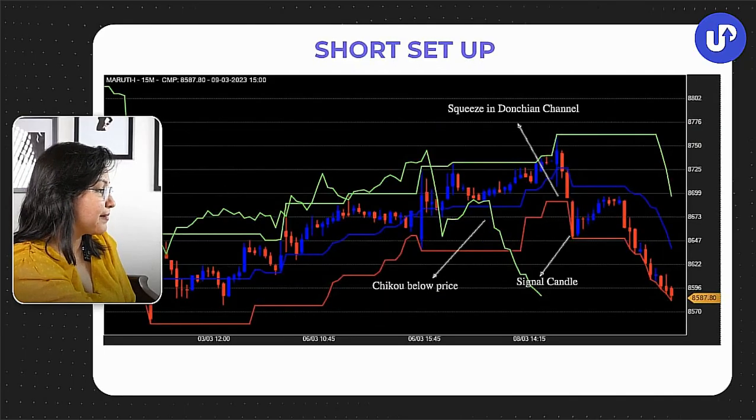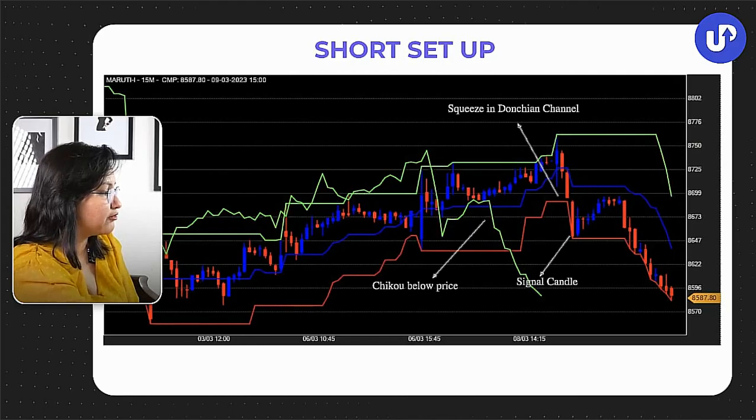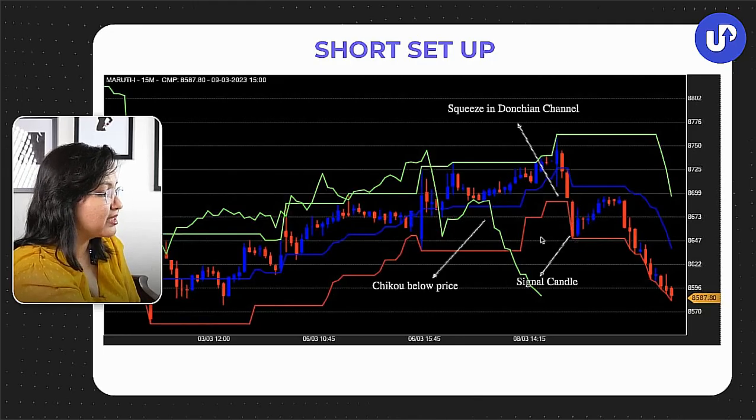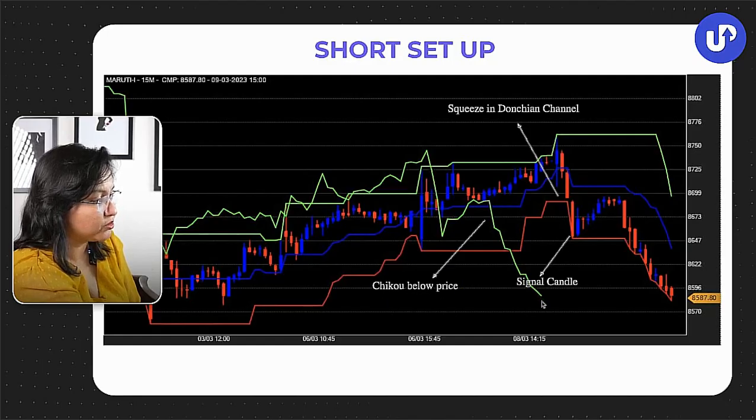Another example of a short trade. This is an example of the Maruti 15 minutes chart, and the example is of 9th of March. You can see a squeeze in the Donchian channel happening. What happened after the squeeze? Prices dropped to the lower band of the Donchian channel. So this particular candle that you can see went and touched the lower band. At the same time, Chikou took hindrance at the price wall. It got obstructed at the price wall, and the Chikou started sliding below.